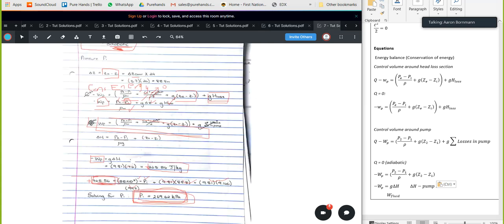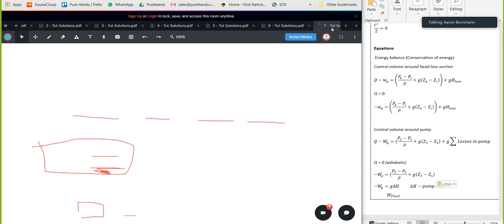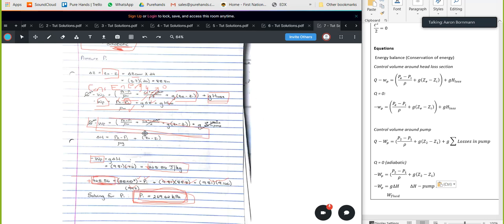You also need to find the conservation of energy around the pump. So you also need to do it around the pump, and it's the exact same formula. Just obviously we're dealing with pressure 2, pressure 1, and then that's pretty much the process. But there's no need for it in this case. This is the standard formula.